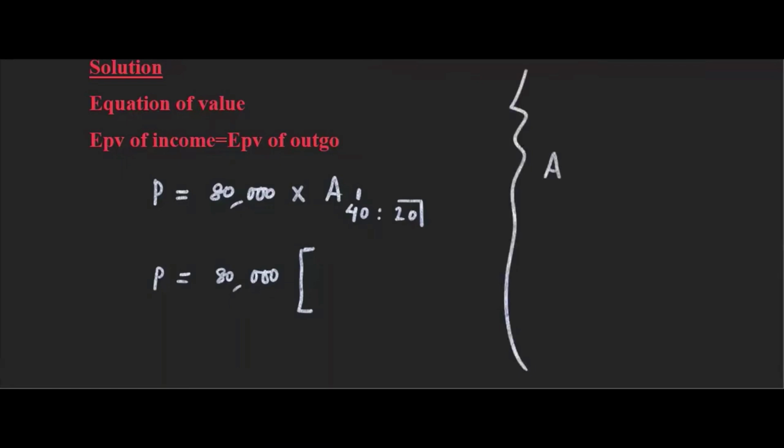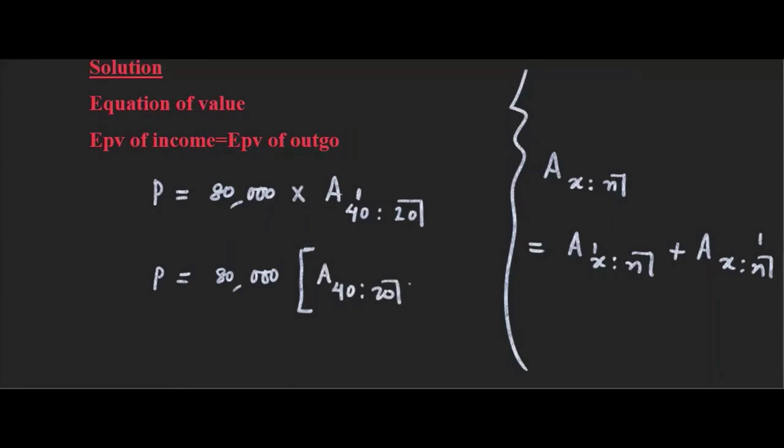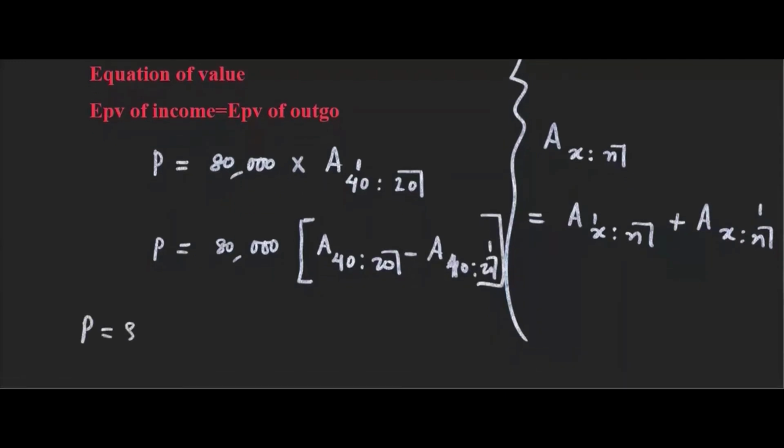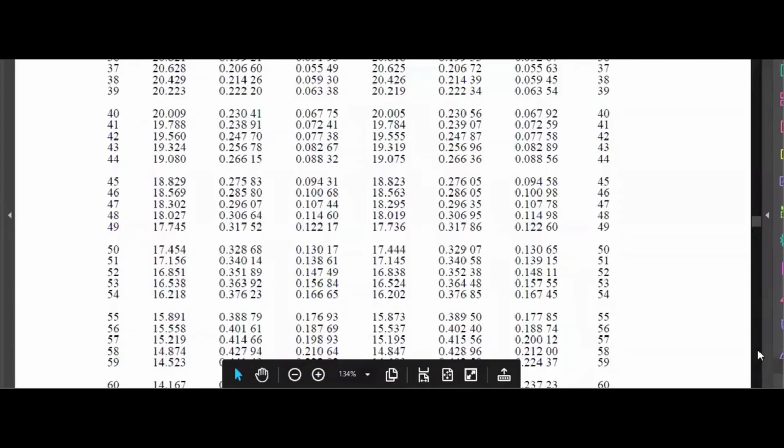Sir, A40, what is Axn? That is the endowment, minus the pure endowment, we should subtract that. Yes. Okay. So you are saying I should write A40:20 and then you need to write A40:20 again. Right? Yes, sir. Okay. So where do you get A40:20? In the table, sir. Okay. How about the second term? A40:20. Okay. So we'll see this one.